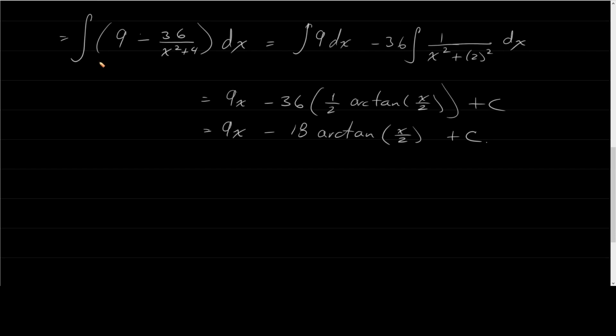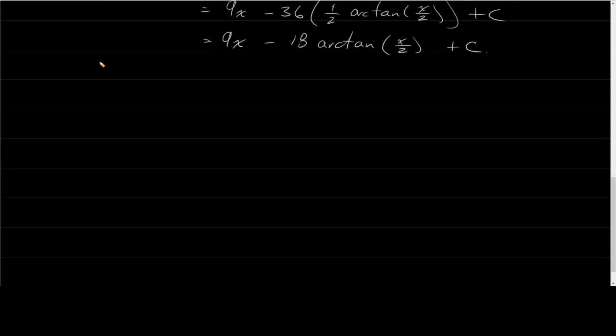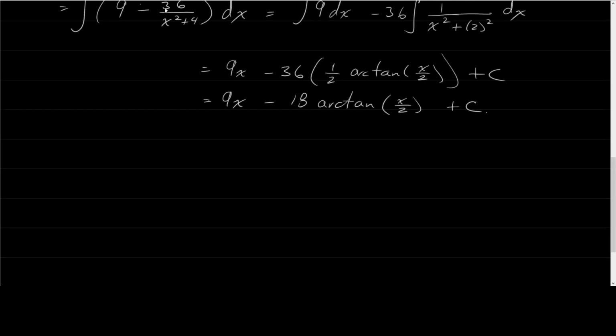Now, that was C. Let's redo C, but in a different way. So I'm going to call this C star, all right? So we have, again, the integral of 9x squared over x squared plus 4 dx.